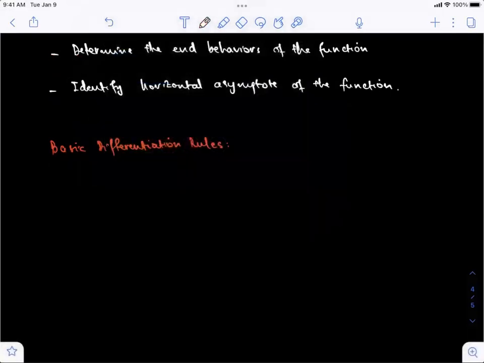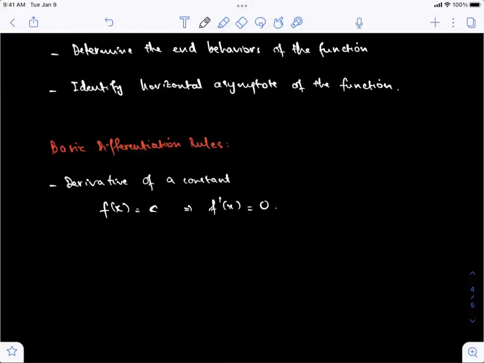So there are different rules that we went over in class. The first rule is the derivative of a constant. If f of x is a constant function c, then f prime of x is going to be equal to 0, because the slope of any constant function, or the slope of a horizontal line, is equal to 0. Therefore, the derivative of a constant is equal to 0.